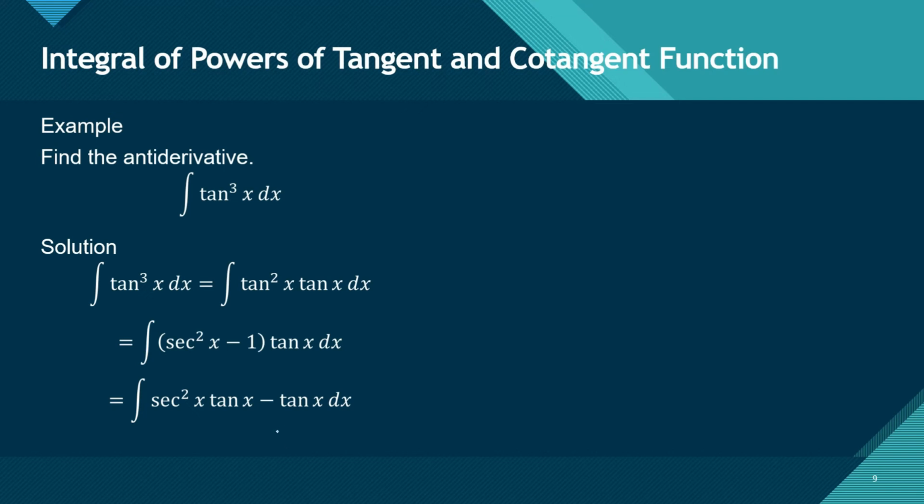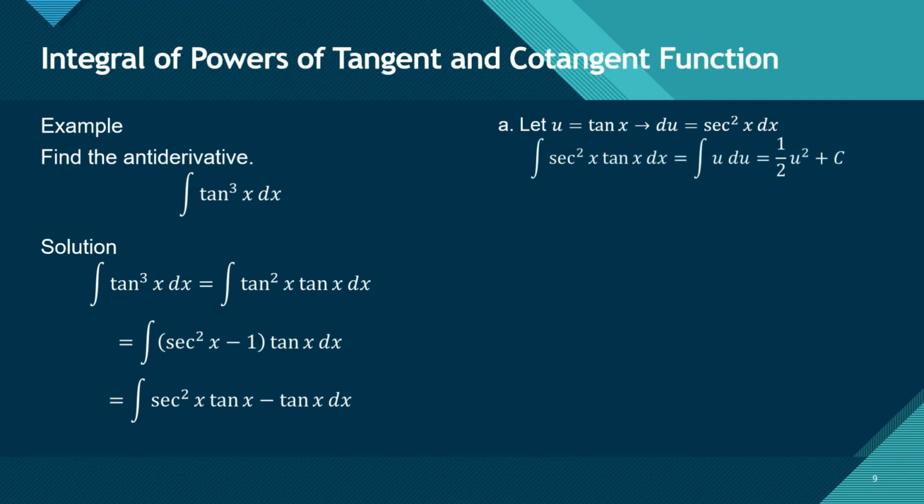Okay, let us solve this one. So this one should be easy. You can do this using the technique of substitution. Let u be equal to tangent of x, du is the square of secant of x dx. You can write this as the integral of u du. So this is your u, and then your du here is this one.